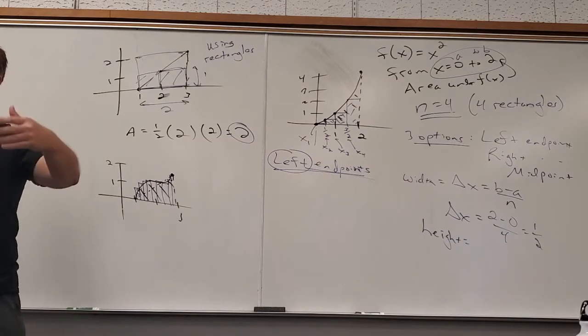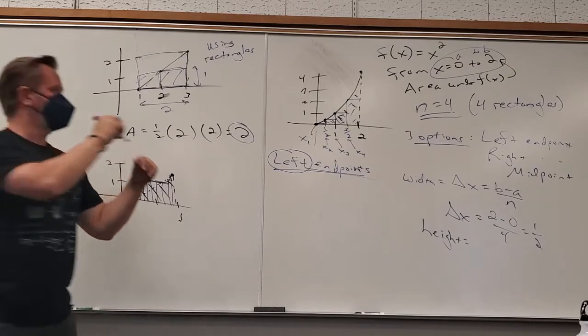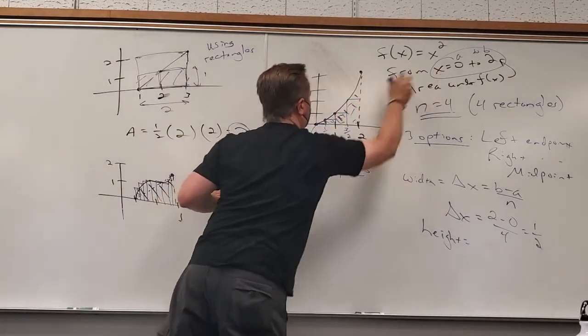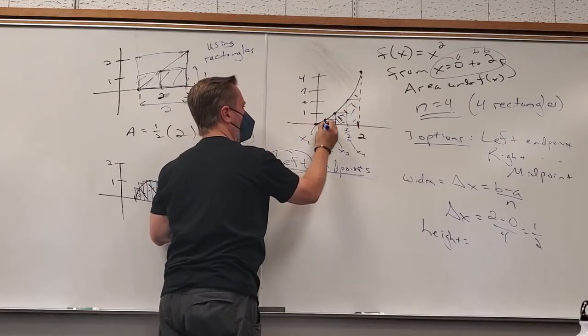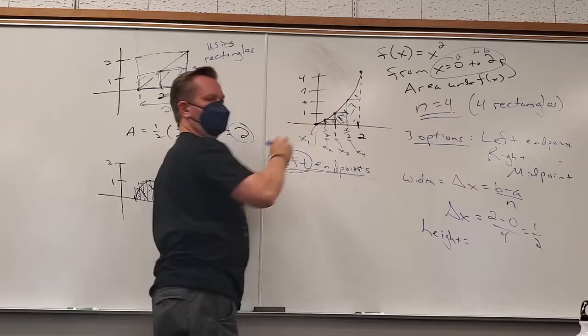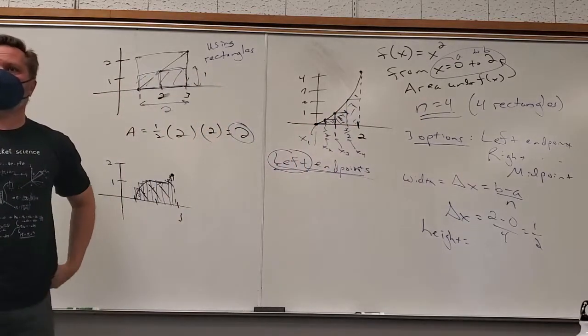So when I go to draw them in, that's all I have to do. If I'm doing left endpoints, I find the first place, and I say, how tall are you? You're here. Bam. Next place, there. Okay, there. Bam. Next place, there. Bam. So drawing them in should be pretty straightforward.